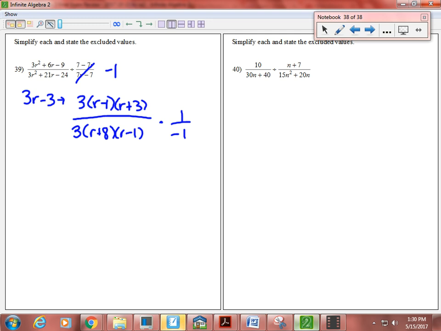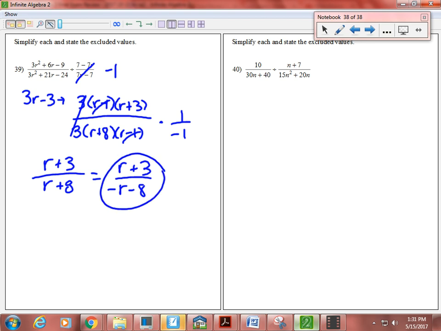Okay, so from this, our 3's are going to go away. Our r minus 1's are going to go. And so I have r plus 3 and r plus 8. Well, again, I'm making the denominator negative. So negative r minus 8. So that's your final answer. You could have written that a couple different ways. So just check the multiple choice on this to make sure, because you could have just taken that negative outside also.